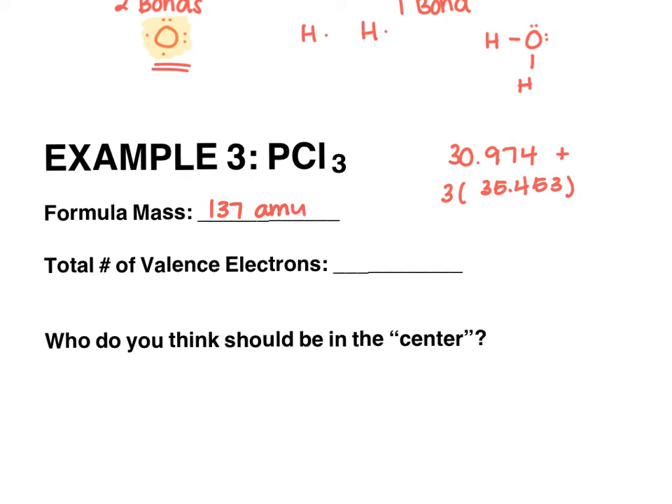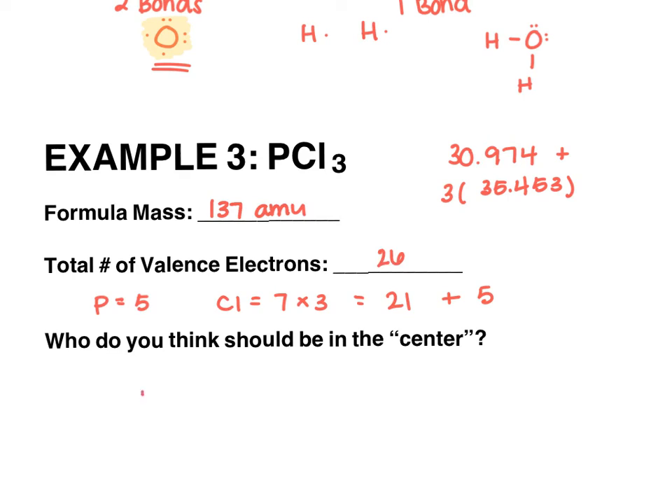Next, I want to find my total number of valence electrons. Now, I'm going to be adding all of my numbers together. P has 5 valence electrons, and I only have 1. And my chlorine has 7. Now, I do have to multiply my 7 by 3 to give me 21 total valence electrons for chlorine. I take my 5 from my P and add that to get a total number of 26.